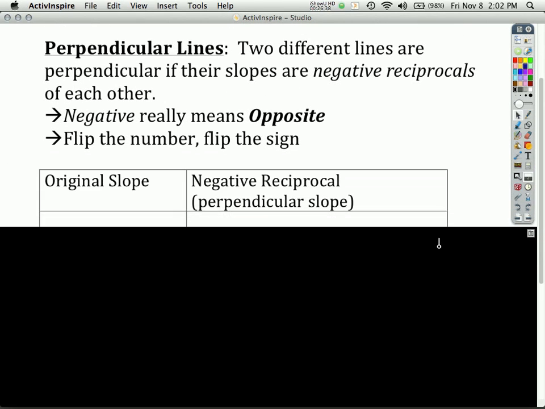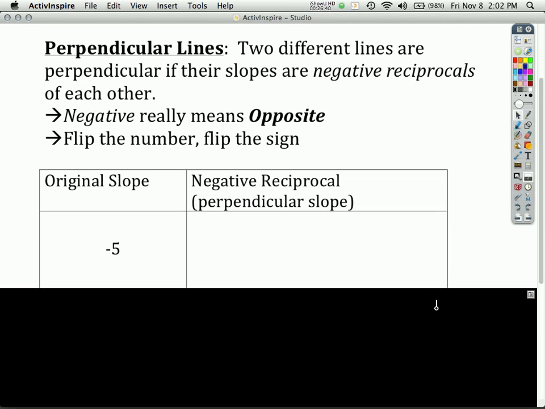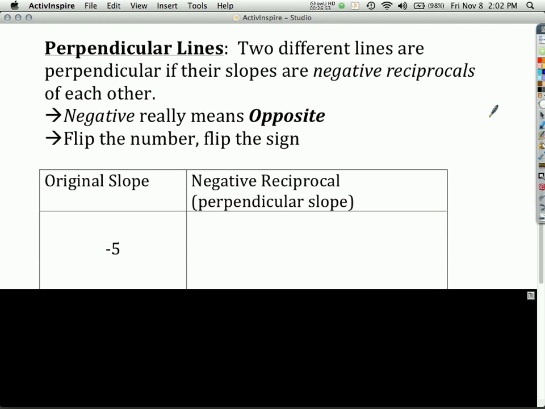So, if I have an original slope of -5, and I want to know the perpendicular slope, or the negative reciprocal, what will it be? Flip the number, flip the sign. Put your hands down for a second. I want to give everyone a chance to set up their paper. Don't go bonkers making a perfect table. It doesn't need to be perfect. Just a simple table. You can use abbreviations.